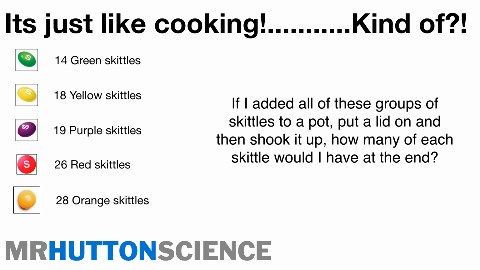So hopefully you've all said exactly the same, and that is correct. At the end of this you'll still have 14 green Skittles, 18 yellow, 19 purple, 26 red and 28 orange. They might be in different positions, they could have been rearranged, but we've still got the same number of Skittles and the same number of each type of Skittle. So that is a fundamental point to balancing equations, so remember that.